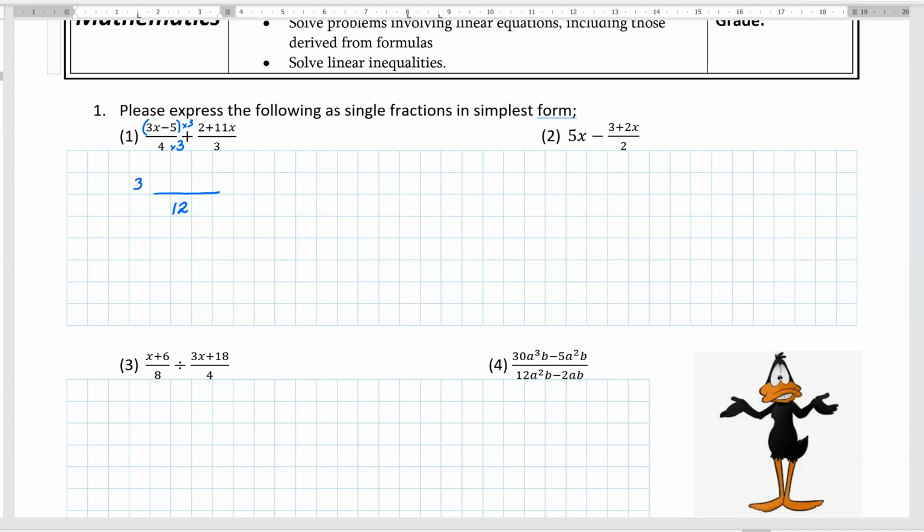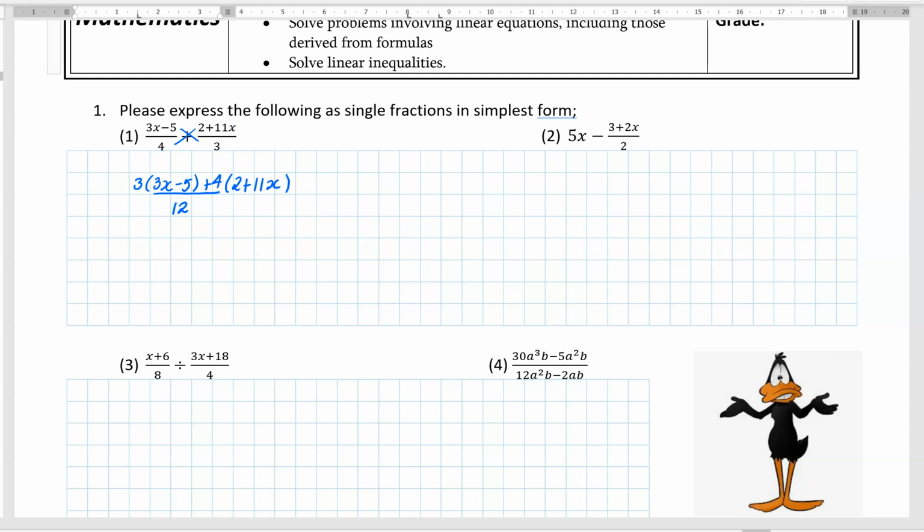brackets. So that becomes 3 times 3x take 5 plus, and over here now, what did you do to the 3 to make it become 12? You times by 4. Again, what you do to the bottom, you do to the top. Now, personally, what I like to do is I call that cross multiplying. So you're going 3 times that one and 4 times the other side. Okay, so we end up with 4, 2 plus 11x.